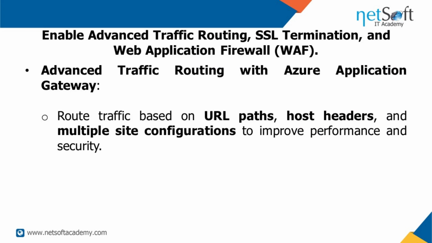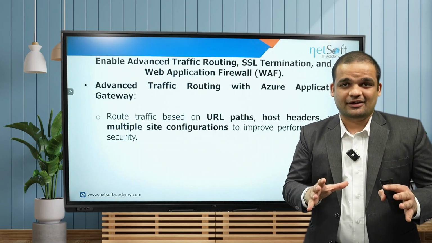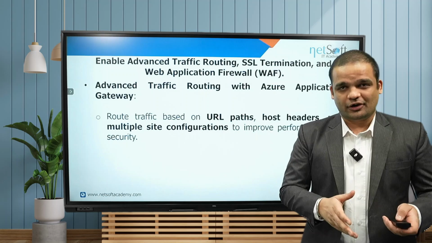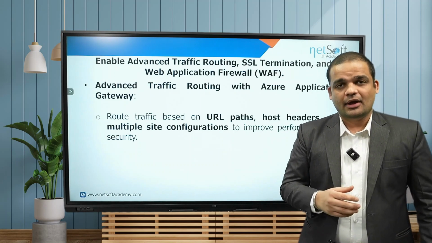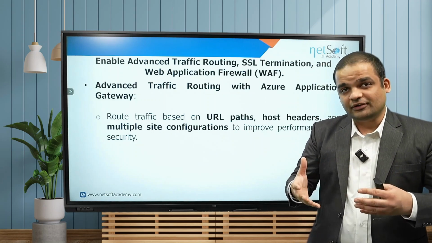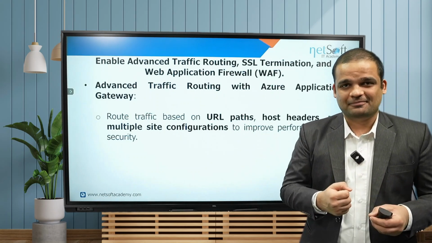With Azure Application Gateway, you can route traffic based on URL paths, host headers, and even multiple site configurations. Now, this actually improves both performance and security, making your application routing more intelligent and efficient. In this case, your application stays in the backend pool, then you configure your rules in front, and then you make sure that the requests are handled properly.